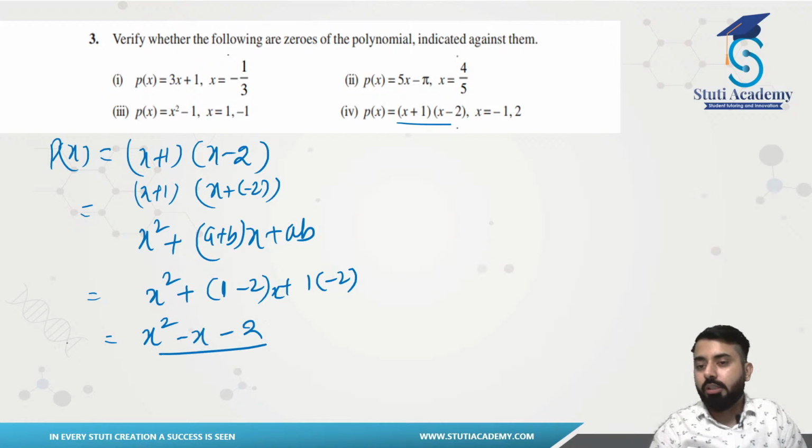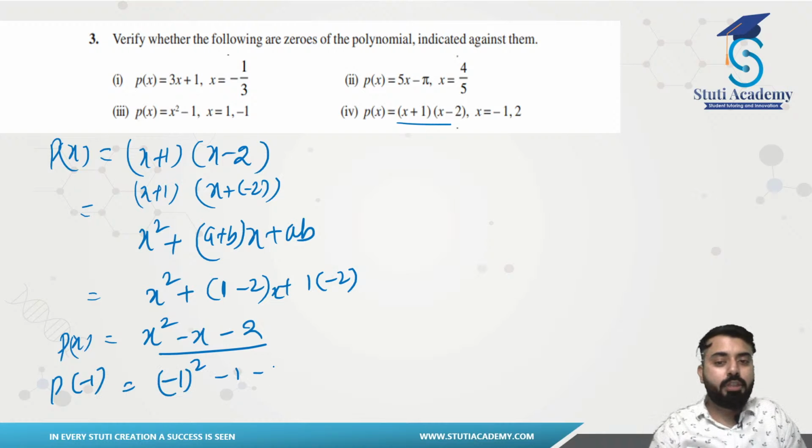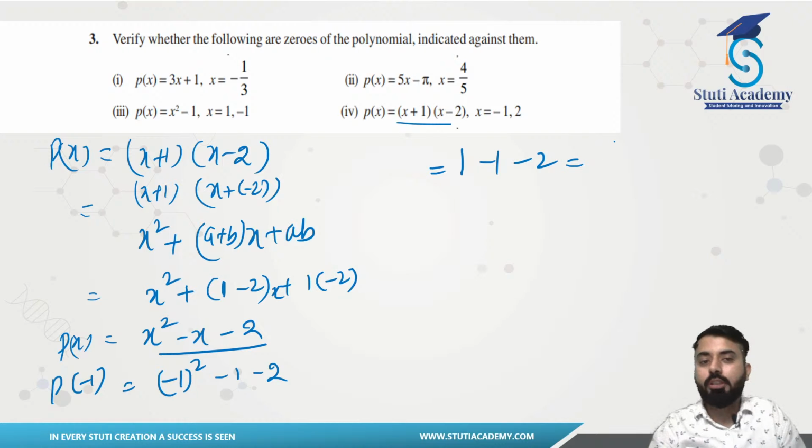Now you have to just put the values that have been given to you. If you end up getting 0, that will be a zero. If you don't get 0, then that is not the value which should be giving you a 0. So if I substitute negative 1, what do we have? Square of negative 1, minus 1, and a negative 2. So this will be 1, minus 1, minus 2. So this should be 1 minus 3, that will be minus 2, which is not equal to 0. So this is not a zero.